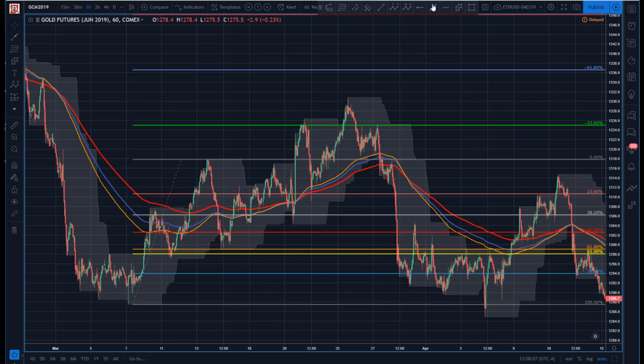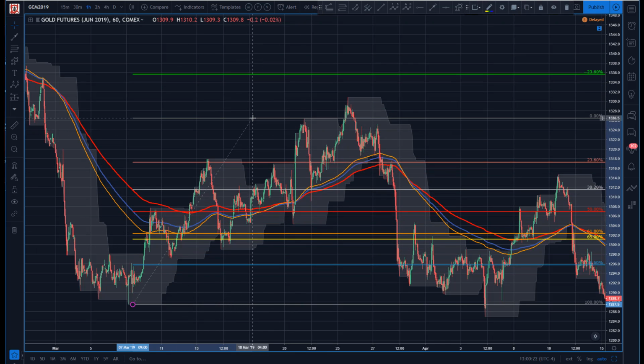Okay, so here it is. Perfect tag of the 618. Right to target. Right, you see it? Reaction at the target. That's how we know it's an algorithm. Okay, so this is a perfect swing pull. All right, now we keep going.